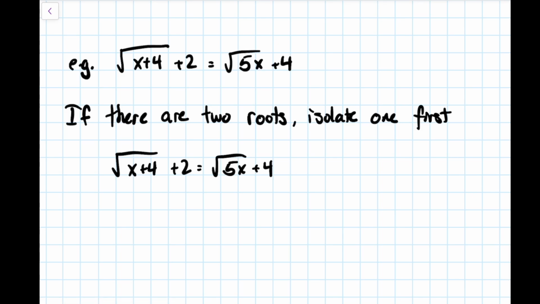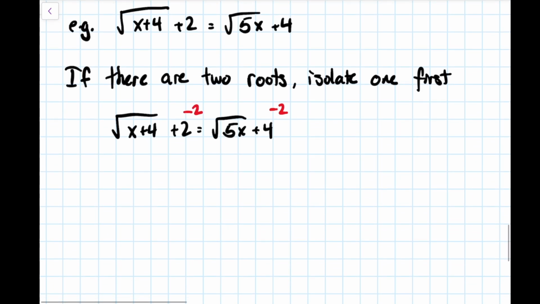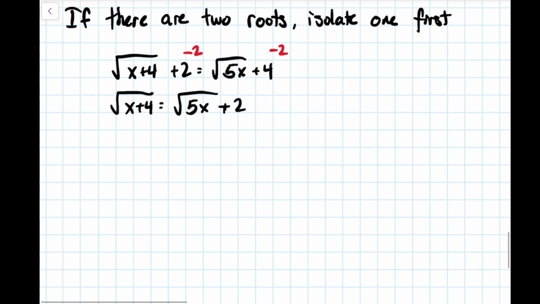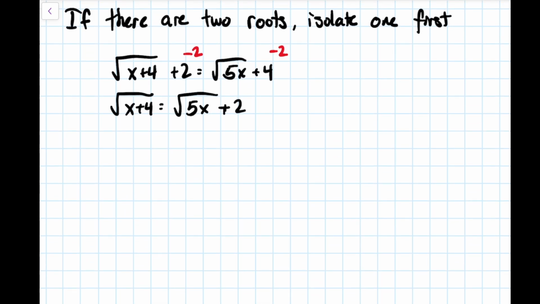So to isolate the root on the left, we just need to move that 2. So I'm going to subtract 2 on both sides, which is going to get me root x plus 4 equals root 5x plus 2. We've isolated one of the roots. And so just like usual, we are going to square both sides.